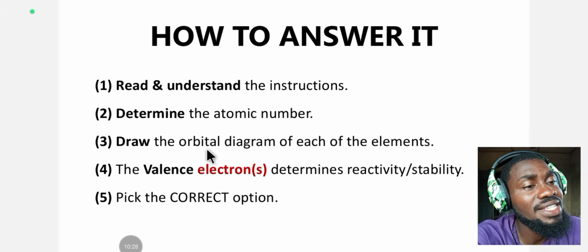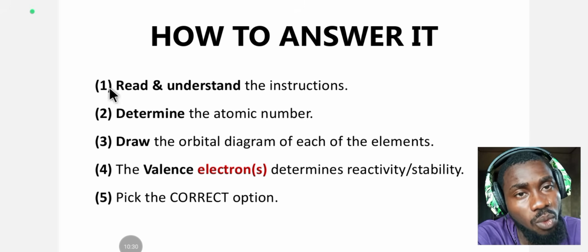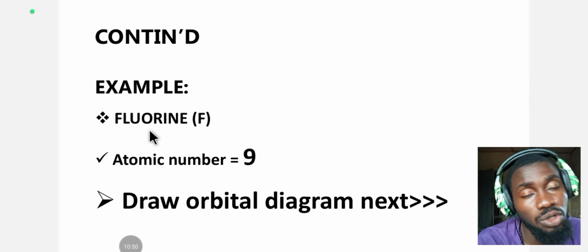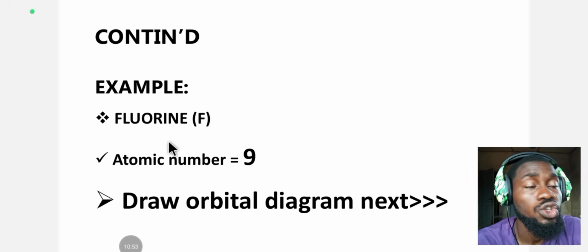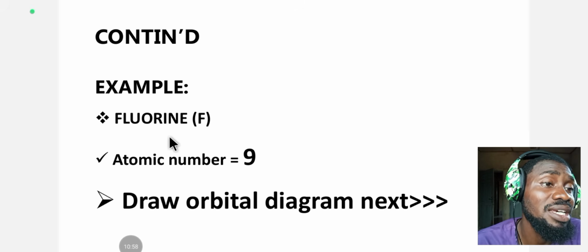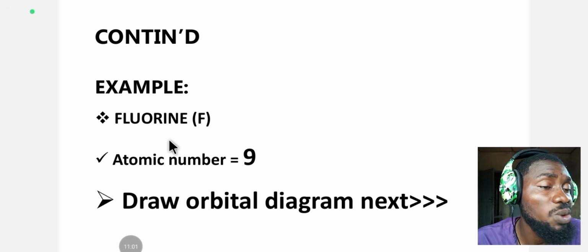So let's illustrate this in a real sense from 1 to 5. For example, we are taking fluorine as one of the elements provided in the options. First of all, we have to read the instruction. We have read and understood the instruction. The instruction says which of the elements is the most reactive. So we want to find the most reactive element.